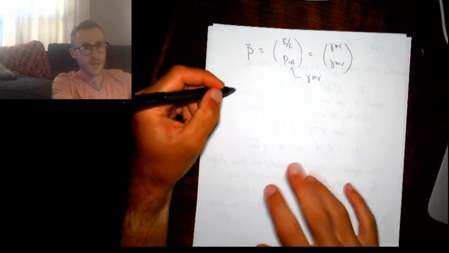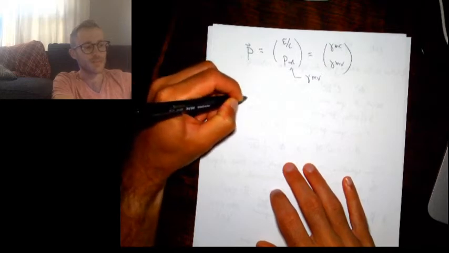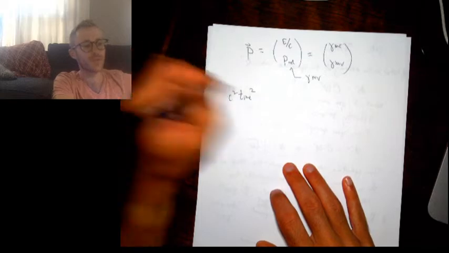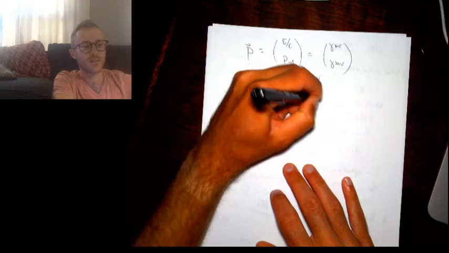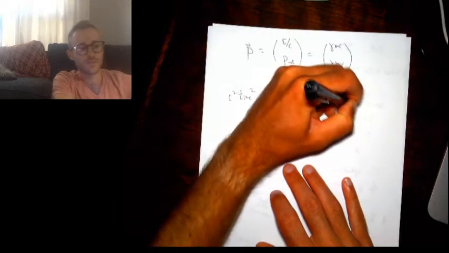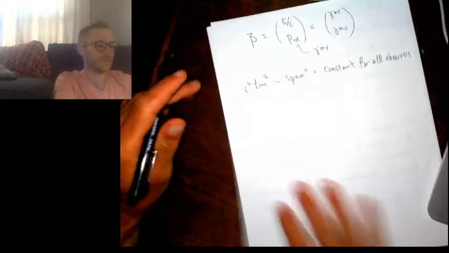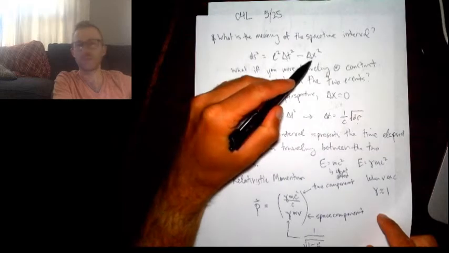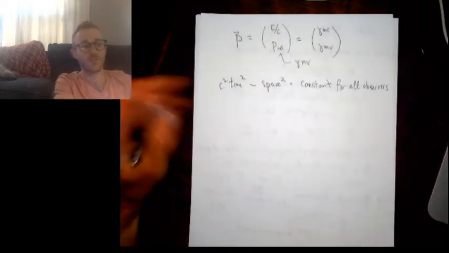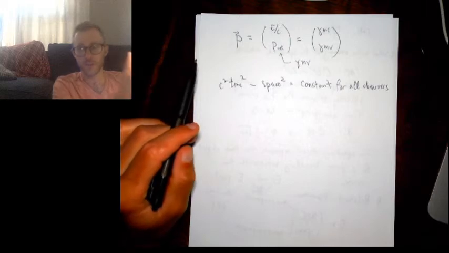Another thing, if we do c squared times the time component squared minus the space component squared, this is a constant for all observers. Just like the space-time interval, if we do c squared times time squared minus space squared, we get something that is the same for everybody. Similarly, it's going to be a constant for all observers if we do the time component of the momentum squared minus the space component of the momentum squared. That's going to be a constant for everybody.